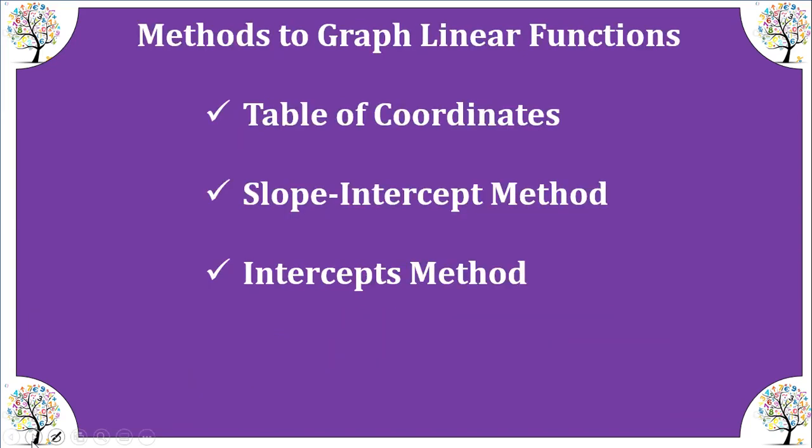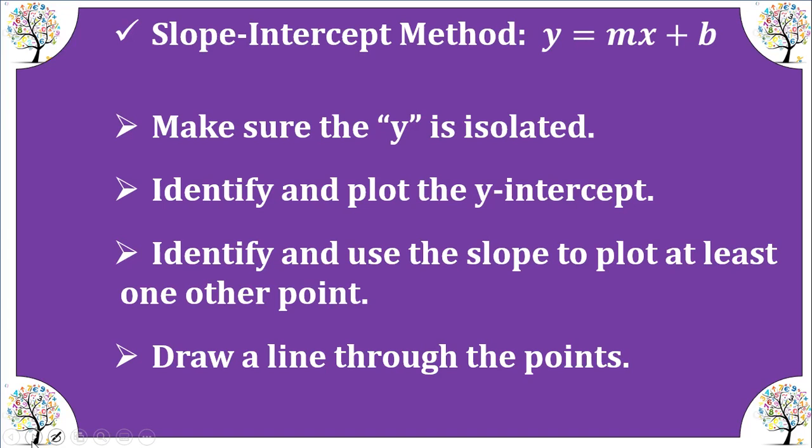The three methods, like I said, that we're going to use to graph linear functions is given a table of values, using slope-intercept form, and the intercepts method. When we use slope-intercept method, we just need to make sure that it's in the right form: y equals mx plus b. We have to make sure that the y is isolated. And then we're going to plot the y-intercept and then use the slope, rise over run, to locate at least one other point. Then we will draw a line through the points and put arrows on the ends.